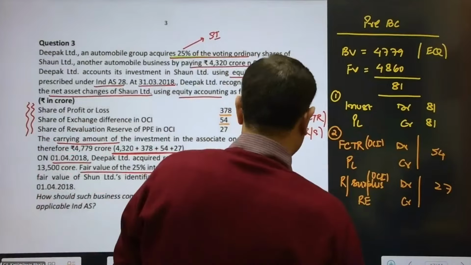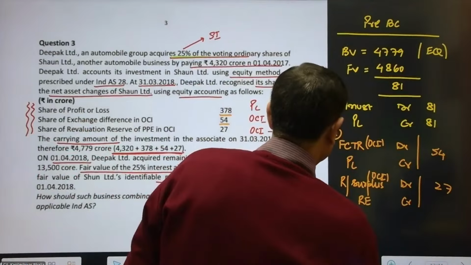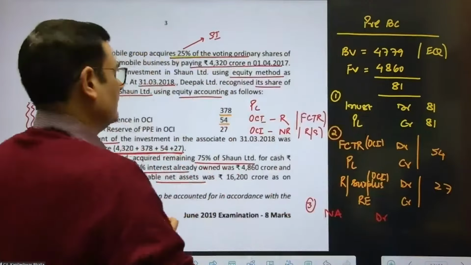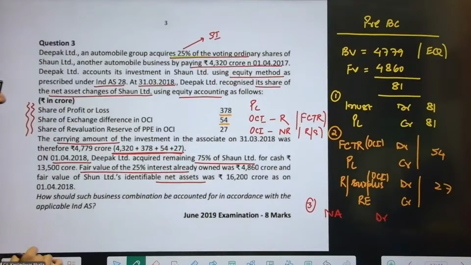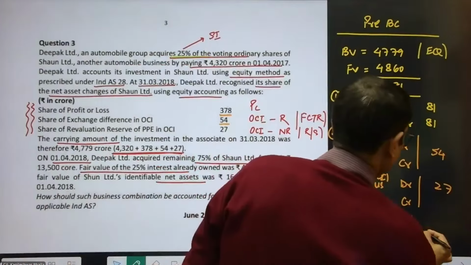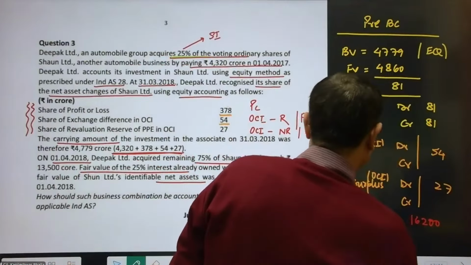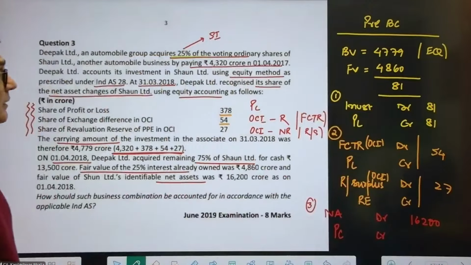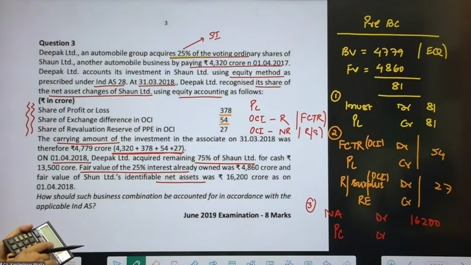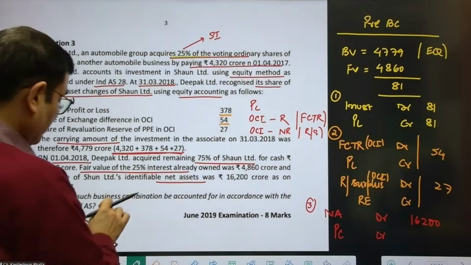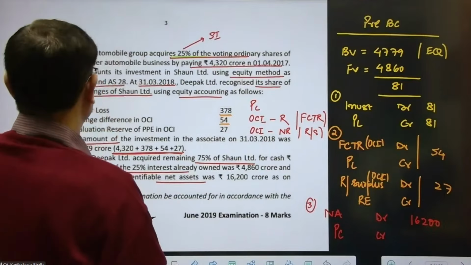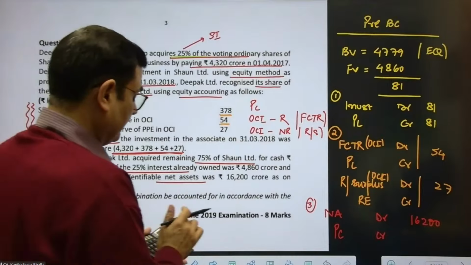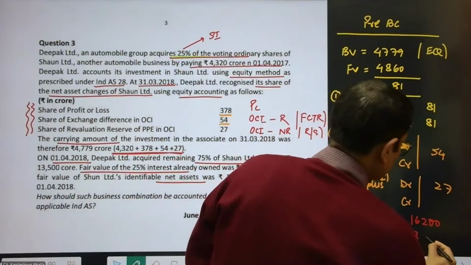So I think I'll just put it across. My acquisition entry would be net assets gets a debit. So my net assets is 16,200 crores. And let's see the purchase consideration. So purchase consideration is a sum total of both the 25% fair value, which is 4,860, and the remaining you acquired at 13,500. That's, I think, 18,360.